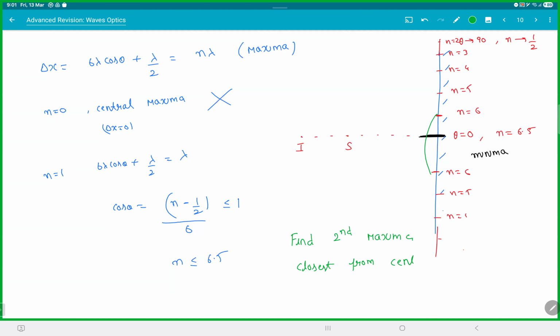So the second maxima closest from center, this is your first maxima, this is the second maxima, isn't it? That means he's talking about n is equal to 5. Clear? So just be careful with the terminology, the words. All got this?